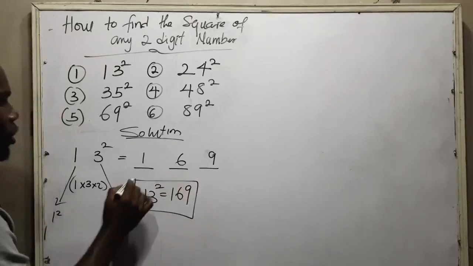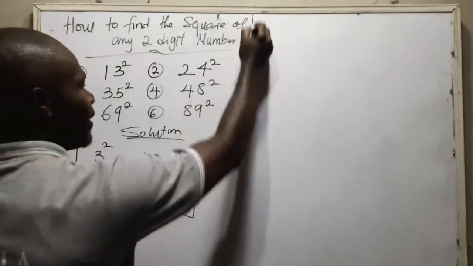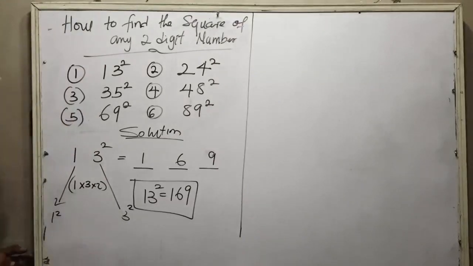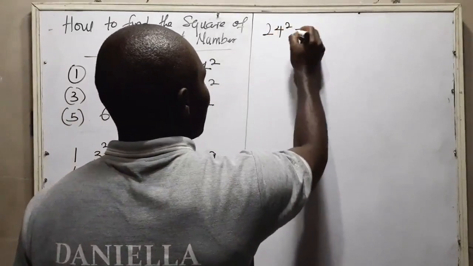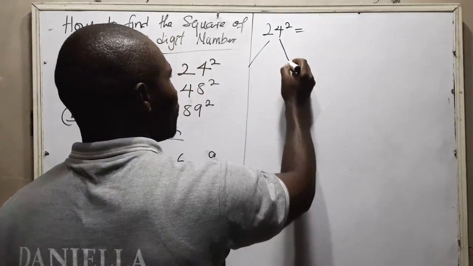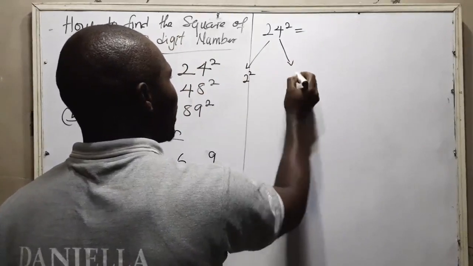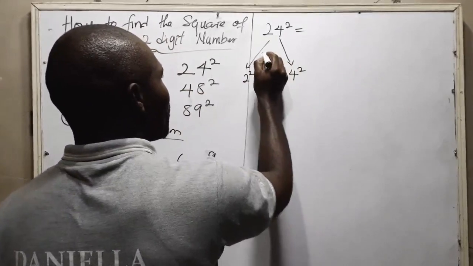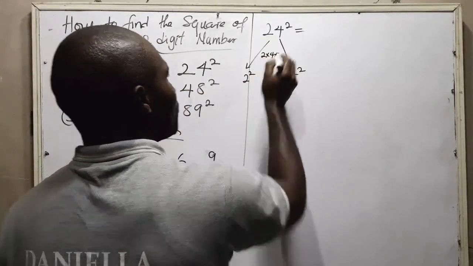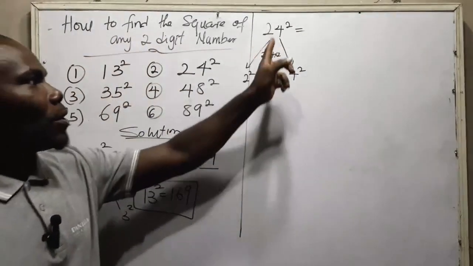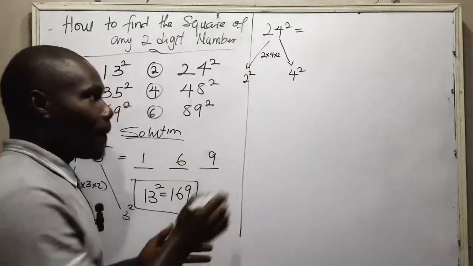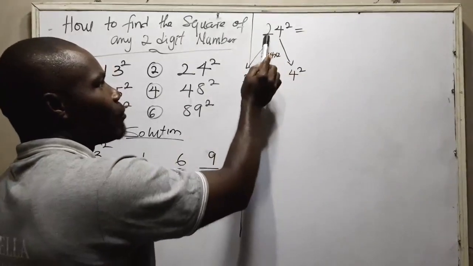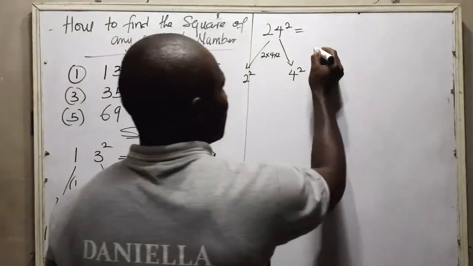So this logic is helpful in everyday activity in case you want to find some values. So now let's find the square of 24. 24 square. So as I've said earlier, you split it into 2. We have 2 square, we have 4 square, 2 times 4 times 2. The first digit we square, the second digit we square. So the inner, you now multiply 2 times 4 times 2.